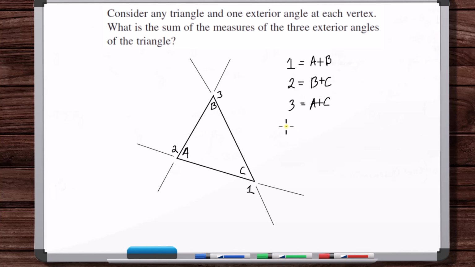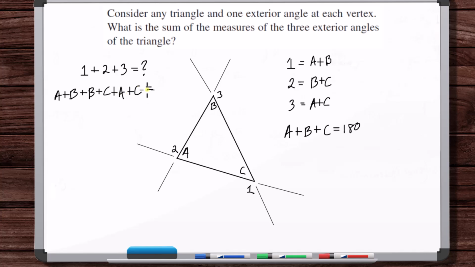Okay, but now we also know, let's go ahead and write this, that A plus B plus C is equal to 180. Okay, but now what we're trying to figure out is what is 1 plus 2 plus 3. That's what we're trying to figure out. So let's substitute in what we have here. So A plus B plus B plus C plus A plus C is equal to, I guess, X. We'll call that X. That's what we're looking for.